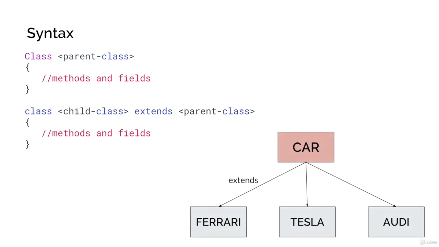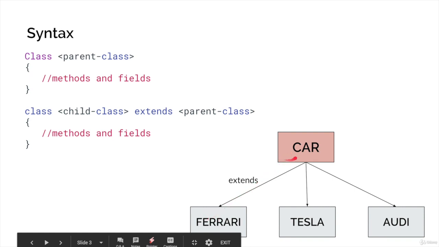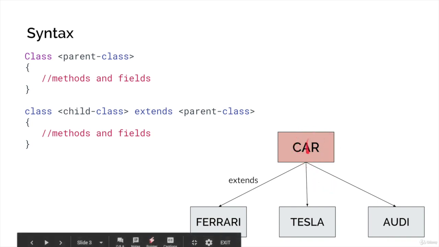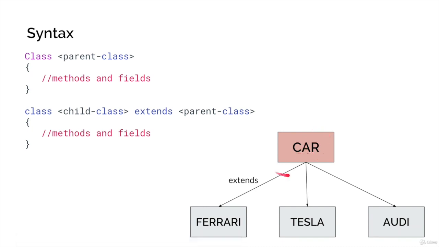So this is how it will turn out to be. We can say that class Ferrari extends car, class Tesla extends car, class Audi extends car. What this means is Ferrari, Tesla, and Audi are simply inheriting the car class. So why would Ferrari, Tesla, and Audi want to inherit the car class? The reason for doing so is that whichever class inherits the car class gets all the methods and fields defined in the car class.